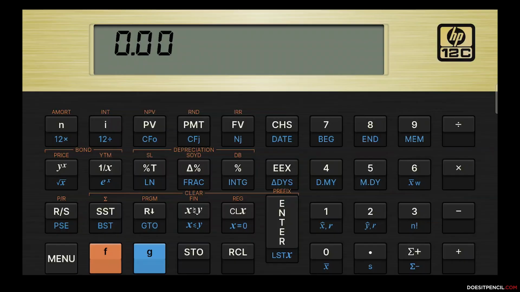They are defined like this. The N stands for time periods. That's going to be months or years. So N stands for time. I stands for interest, yield, or rate.